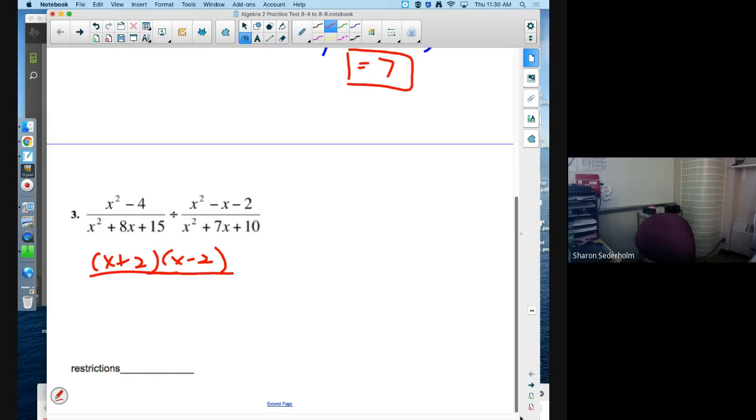X squared plus 8x plus 15. No greatest common monomial factor. 15 is not a perfect square, so it must be old-fashioned factoring. Can you come up with the two numbers that make it work? Divided by, don't do any flipping yet, or you're going to miss a restriction. X squared minus x minus 2. No greatest common monomial factor, not a perfect square trinomial. Good old-fashioned factoring, it is.